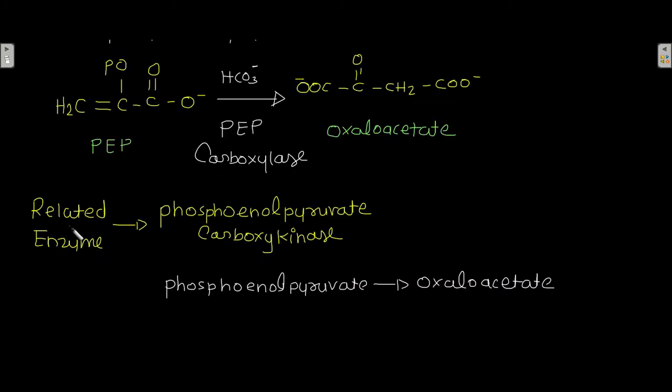There is a related enzyme known as phosphoenolpyruvate carboxykinase. This enzyme also converts phosphoenolpyruvate into oxaloacetate. So PEP carboxylase and PEP carboxykinase, both of these enzymes are able to convert phosphoenolpyruvate into oxaloacetate.